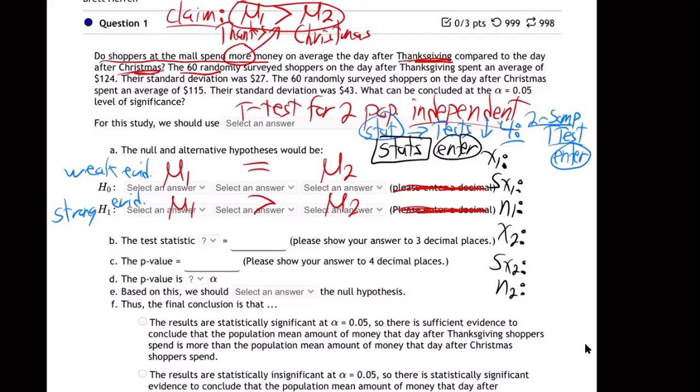60 randomly selected shoppers. That's our N1, isn't it? They spent an average of $124. This is X bar, I should say. X bar means it's average. S sub X1 standard deviation, $27. Then the next group is another 60. That's N2. Average 115, that's X bar 2. And their standard deviation was 43. Like that. We got all those numbers. You put all those numbers in.